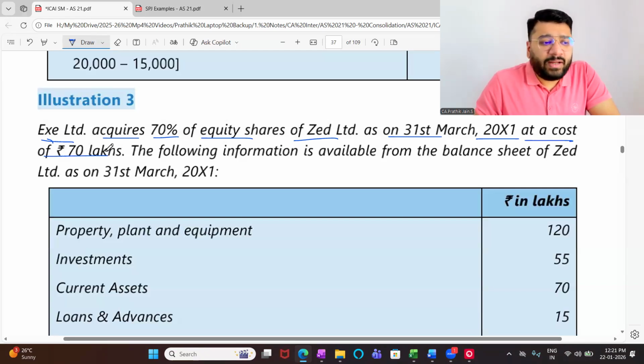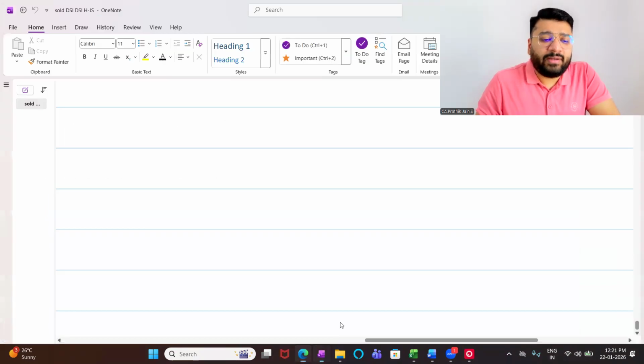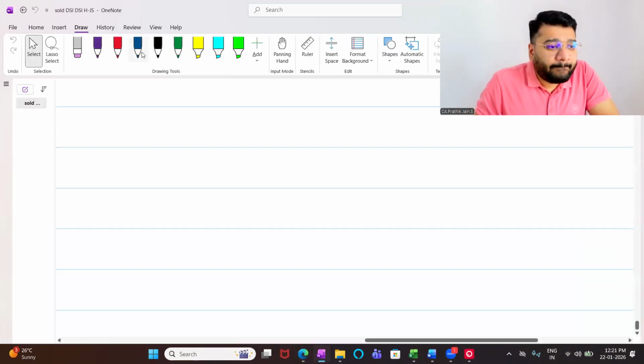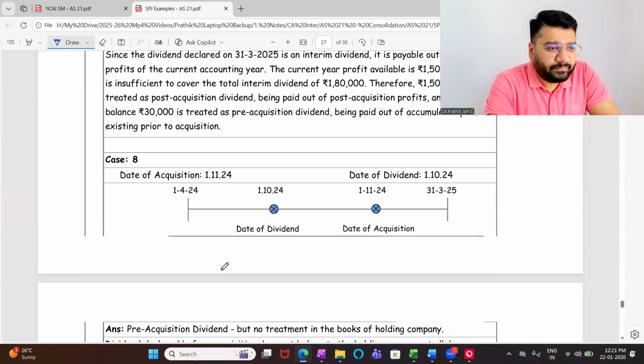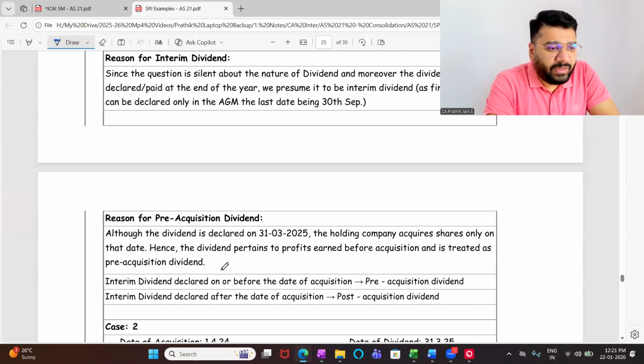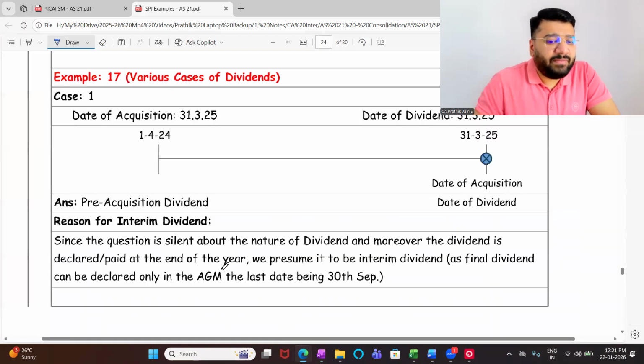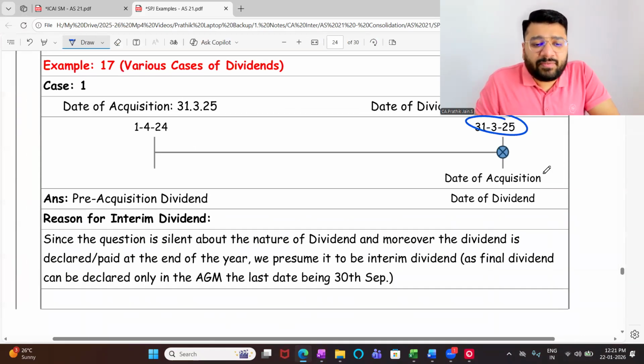Can I do one thing before I go forward? Can I do a quick recap of what we did in the last class about dividend? Yeah, we'll do example 17 itself very fast. So in example 17, we said that 31st March is date of acquisition and date of dividend. Now, this is the date when the dividend has been declared and paid.